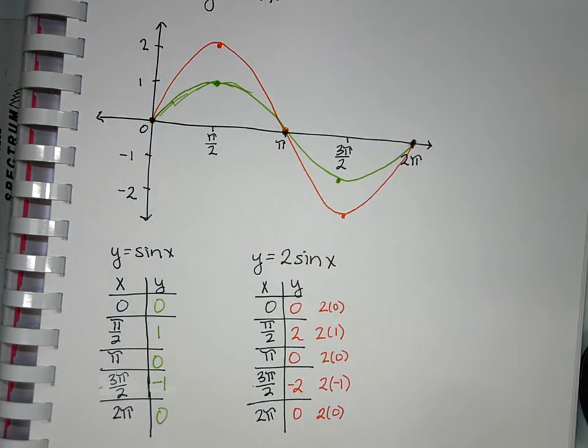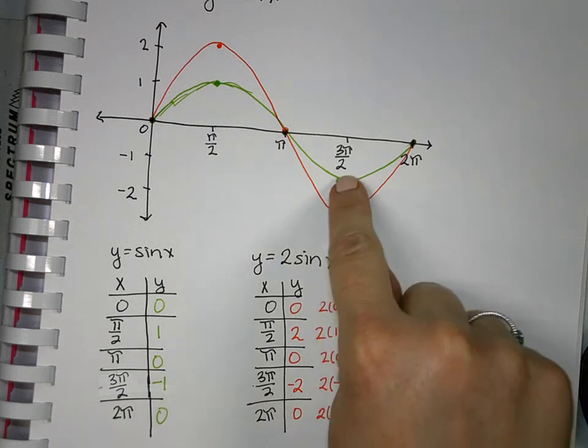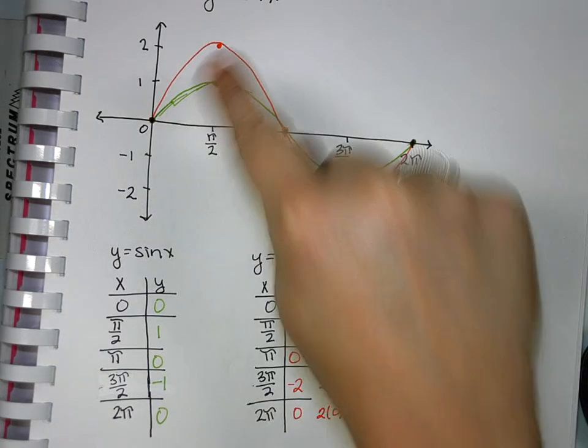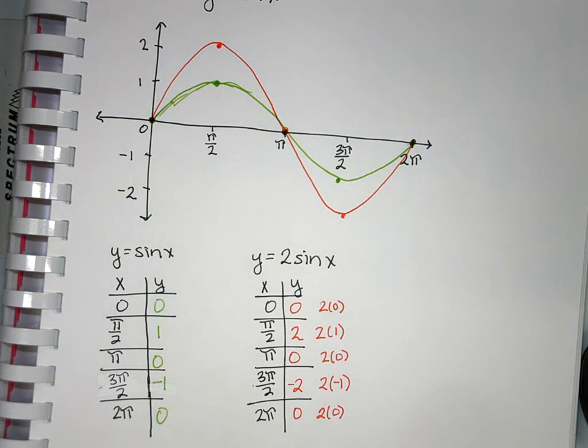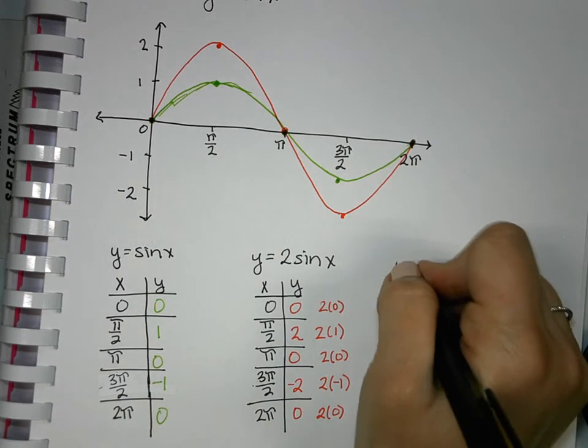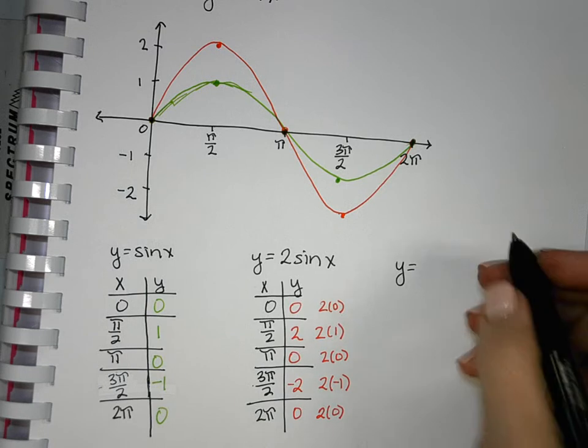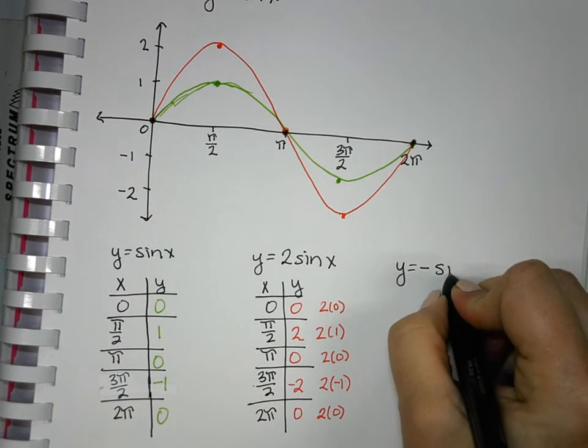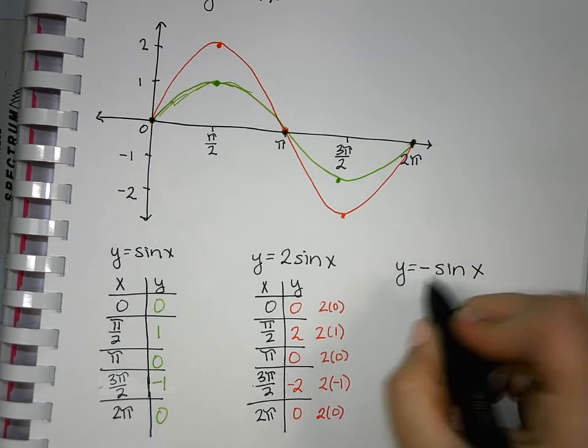So when we look at it and compare it, what happened? What I noticed is that instead of going 1 to -1, we went 2 to -2. Okay, we'll talk about what that actually is in a couple minutes. The last one I want to do on this graph is what happens when we put a negative in front of our sine.